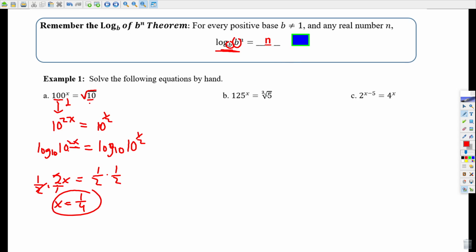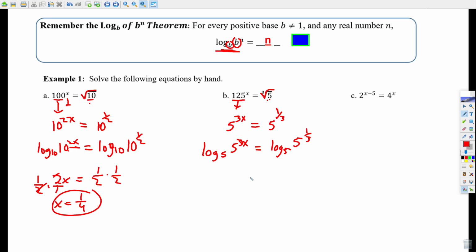In part B, I'm going to do kind of the same idea. I'm going to rewrite 125. We're going to change that to 5 to the power, since this says a 5 over here, so I know to use 5. The power to get 125 is 3, and I'll bring down the x next to it. On the right-hand side, we'll change this cube root into 5 to the 1/3. And now we can introduce logarithms. So on both sides, we'll have log base 5 of 5 to the 3x, and on the other side, log base 5 of 5 to the 1/3.